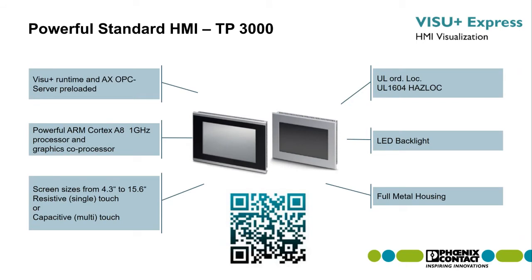Now, touching bases on some of our more powerful standard HMIs, this would be our TP 3000 series. Now, this is your more rugged, full metal housing bezel. This has a larger range of screen sizes, and it not only has resistive screen technology, but it also has capacitive touchscreen technology. So just to put that in real world terms, if you have a smart cell phone, you have pinch and zoom features on your cell phone, you can do that same thing with this capacitive touch HMI right here.